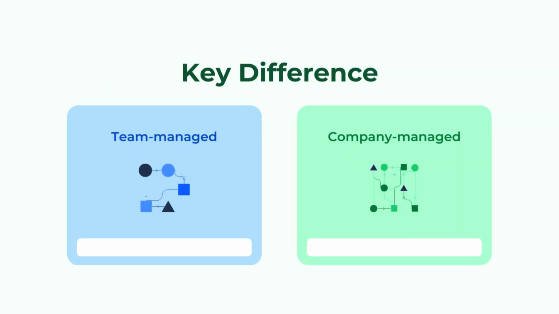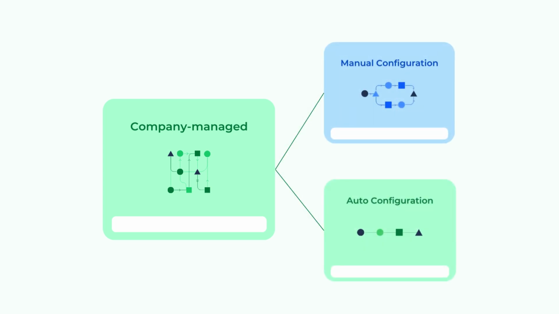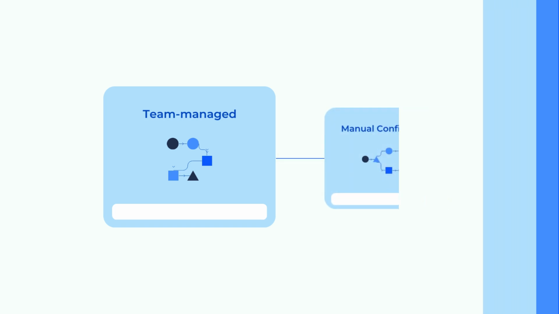With that being said, the key difference between a company-managed project and a team-managed project is that a company-managed project can be configured both manually and automatically. However, a team-managed project can only be configured manually due to Jira settings.